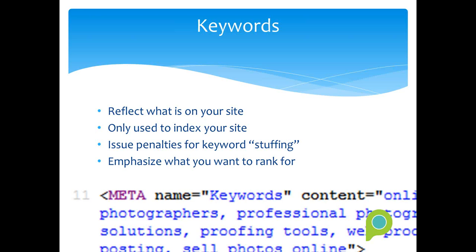We also want to emphasize what we want to rank on. If you provide a variety of services, we'll need to decide one at a time which services are our priority at this time and focus on those. We also want to include other services that we provide, but we want to emphasize what we're trying to rank well for.